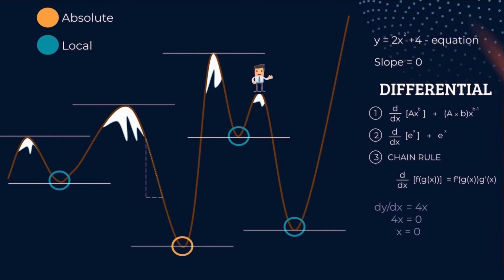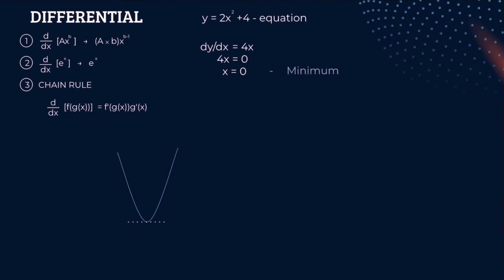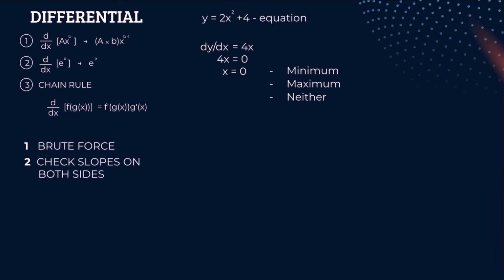Applying this to our equation, we get 4x, since both terms of the equation can be differentiated through rule number 1. We know that at x is equal to 0, we have a slope of 0, but this could be a minimum, maximum, or neither. And there are two ways to find this out: brute force or checking the slopes on both sides.